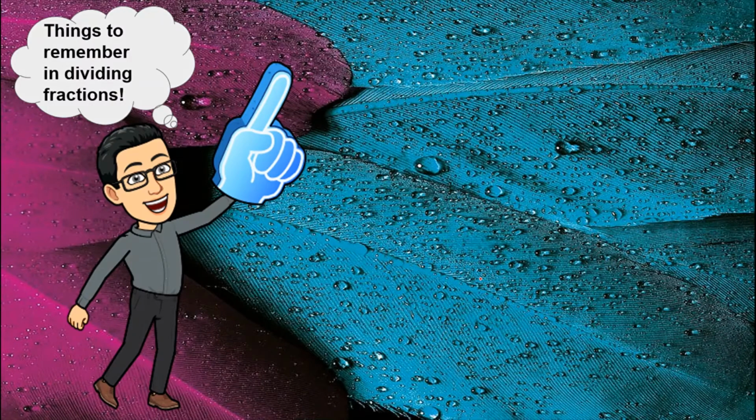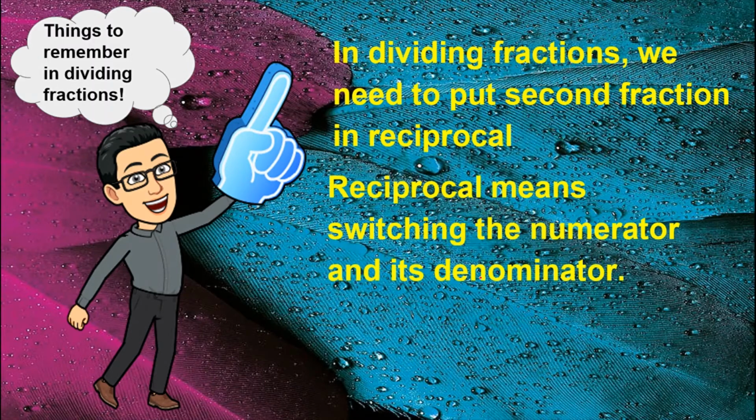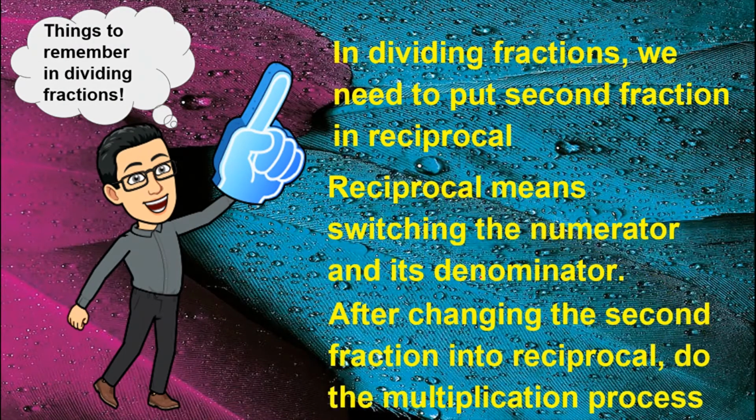Okay, so there are things that we need to remember in dividing fractions. Number 1, in dividing fractions, we need to put the second fraction in reciprocal. So always remember, only the second fraction will be put into reciprocal. But what does this reciprocal mean? When we say reciprocal, it means switching the numerator and its denominator. So we're just switching them. And after we change the second fraction into reciprocal, then we do the multiplication process.